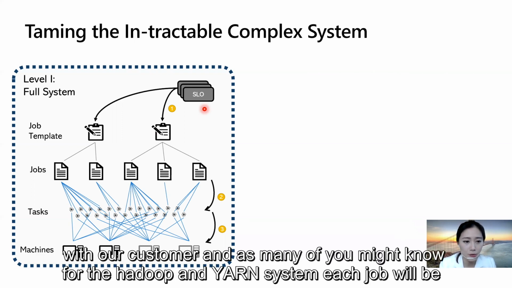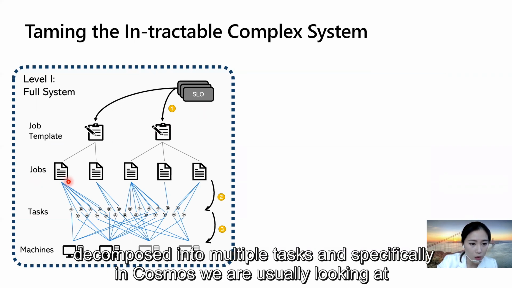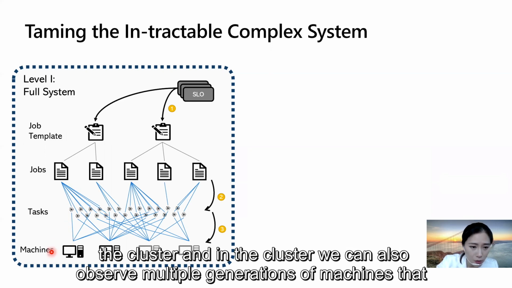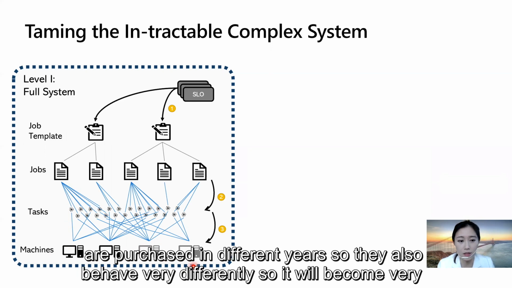And as many of you might know, for the Hadoop and Yarn system, each job will be decomposed into multiple tasks. And specifically in Cosmos, we are usually looking at hundreds of thousands of tasks per job. Each task will be assigned to a particular node in the cluster. And in the cluster, we can also observe multiple generations of machines that are purchased in different years, so they also behave very differently.